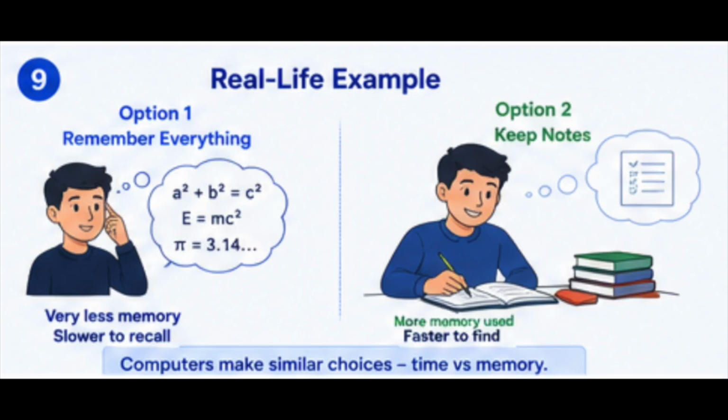Imagine you are studying for an exam. Option 1, you remember every formula in your head. You use almost no paper, very little extra memory. Option 2, you write detailed notes for every chapter. Finding information becomes much faster. But now you are using notebooks to store extra information. Computers make similar choices. Using more memory often helps them solve problems faster.